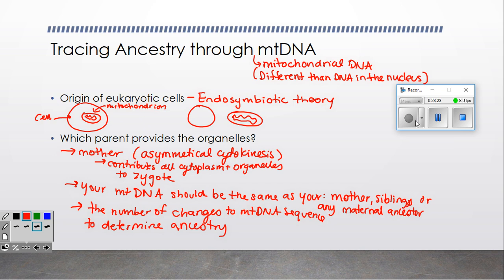So mutations happen. They happen spontaneously. And so if you compare your mitochondrial DNA to somebody else's, and it's close but not quite the same, we can count the number of changes and figure out kind of how far away your nearest common maternal relative is. If it's really similar to somebody else's mitochondrial DNA, you could assume that you're related to them. That would be a good assumption to make.